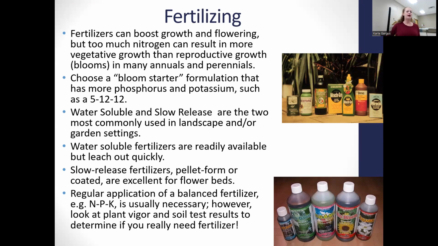So there are bloom booster formulations like a 5-12-12 or a 6-12-12. Again, that's the first number: nitrogen, phosphorus, and potassium, NPK. So you want lower nitrogen, higher phosphorus, higher potassium.